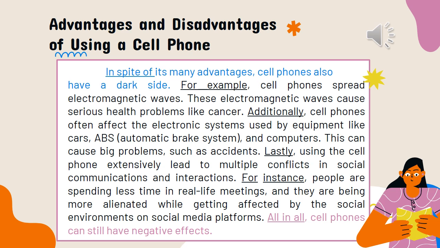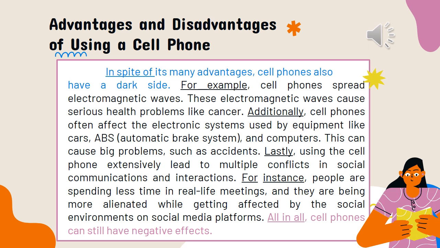For example, as you said in the supporting details, we add details, we support, we give evidence, we add examples. So for example, cell phones spread electromagnetic waves. These electromagnetic waves cause serious health problems like cancer. Additionally, cell phones often affect the electronic systems used by equipment like cars, ABS, which means automatic brake system in the car, and computers. These are all negative effects of cell phones, which means disadvantages. This can cause big problems such as accidents.